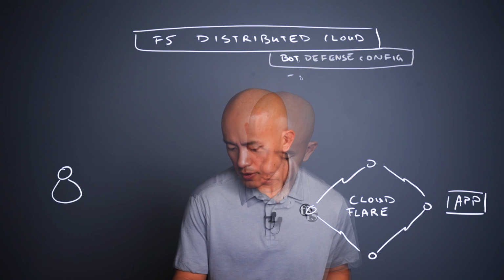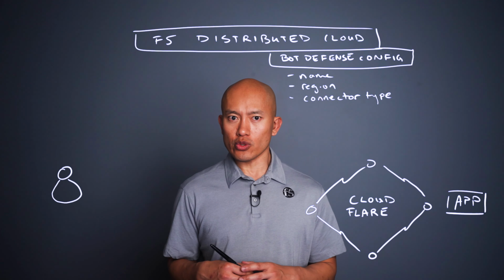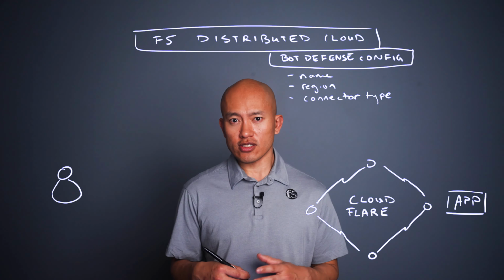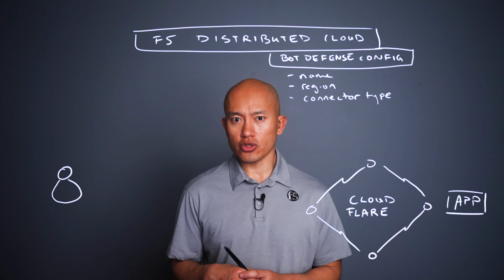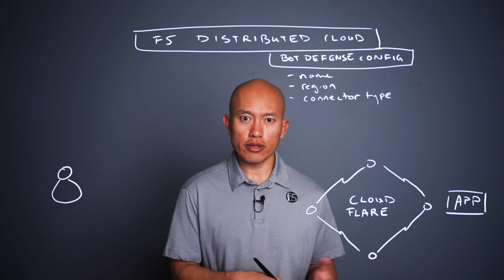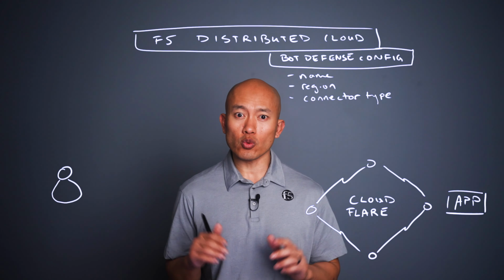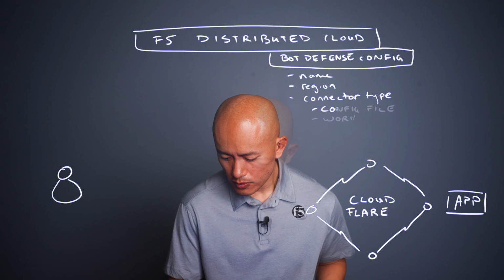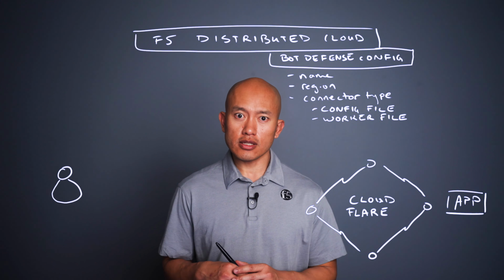What's going to happen here is that within Distributed Cloud, we're going to create a bot defense configuration. We're going to give it a name, select a region, and select the Cloudflare connector type. From here, you have a few more detailed options to configure around the protected endpoint. There's an article on community.f5.com with exact details that I will link in the description.